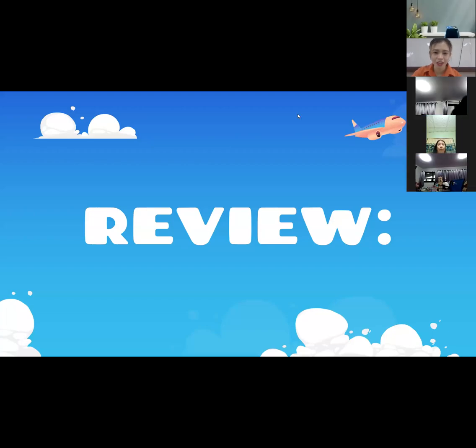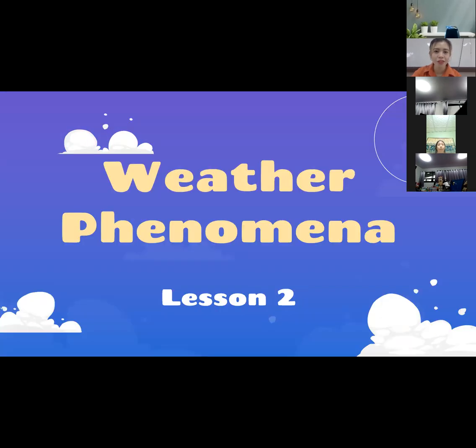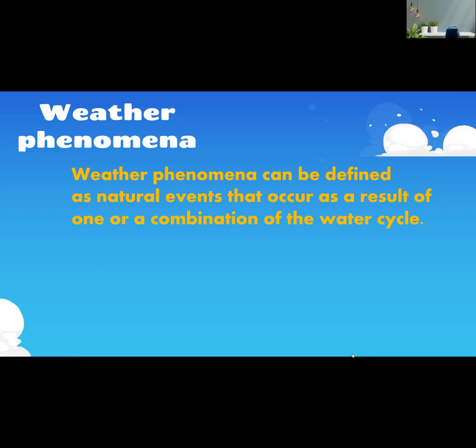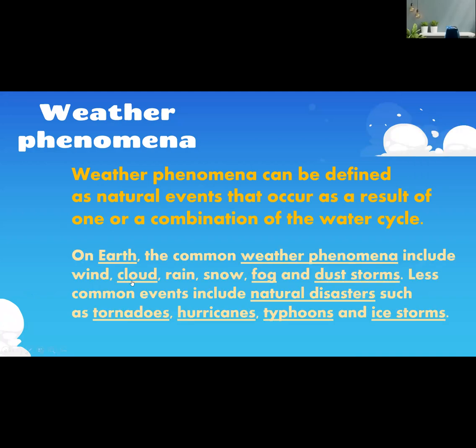Okay, again, we are going to have a review on our past lesson, which is the weather phenomena. We discussed this last time during our face-to-face discussion, and we said that weather phenomena can be defined as natural events that occur as a result of one or a combination of the water cycle. On Earth, the common weather phenomena include wind, cloud, rain, snow, fog, what else?